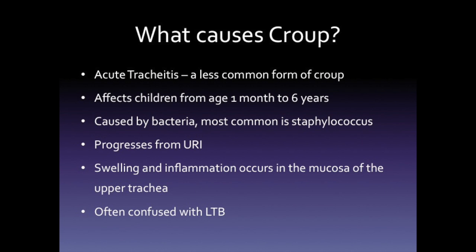Acute tracheitis, a less common form of croup, affects children from ages 1 month to 6 years. Most commonly caused by staphylococcus, it progresses from an upper respiratory infection, and the swelling and the inflammation occur in the mucosa of the upper trachea. This is often confused with LTB.